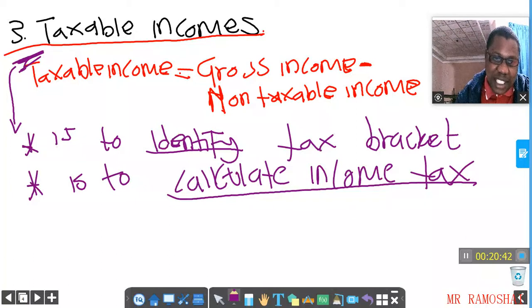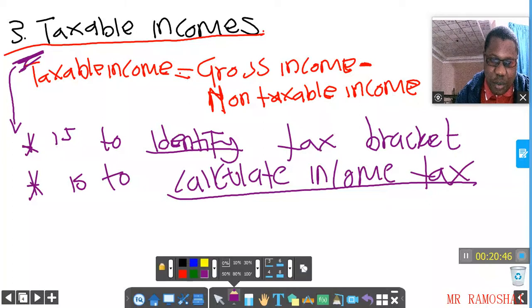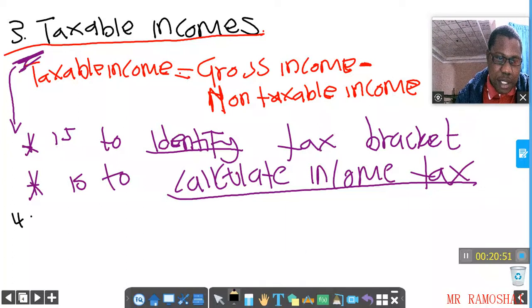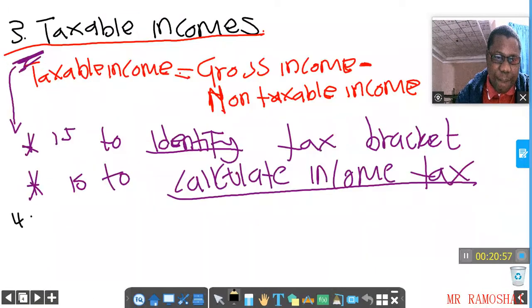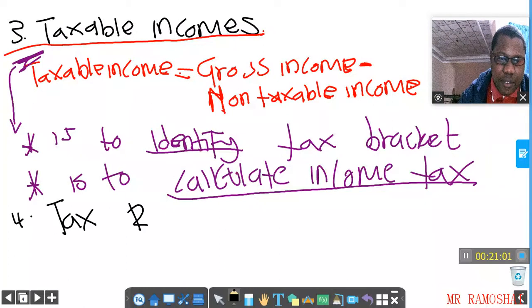So let's move on to the next concept. Right, concept number 4. I forgot what concept number 4 is. Let me quickly go there and check. Concept number 4. Okay, tax relief. Tax relief.